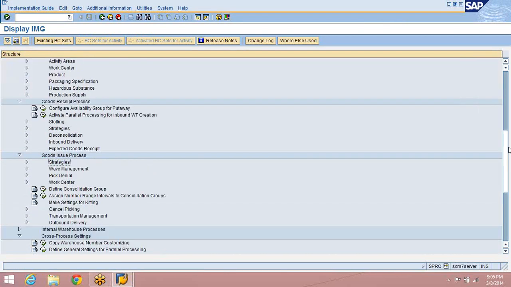So there is really no direct mapping to the IM movement type. The way this is done is through some product master indicator. We put some indicators in the product master, and that decides what process or what movements they have to follow through.